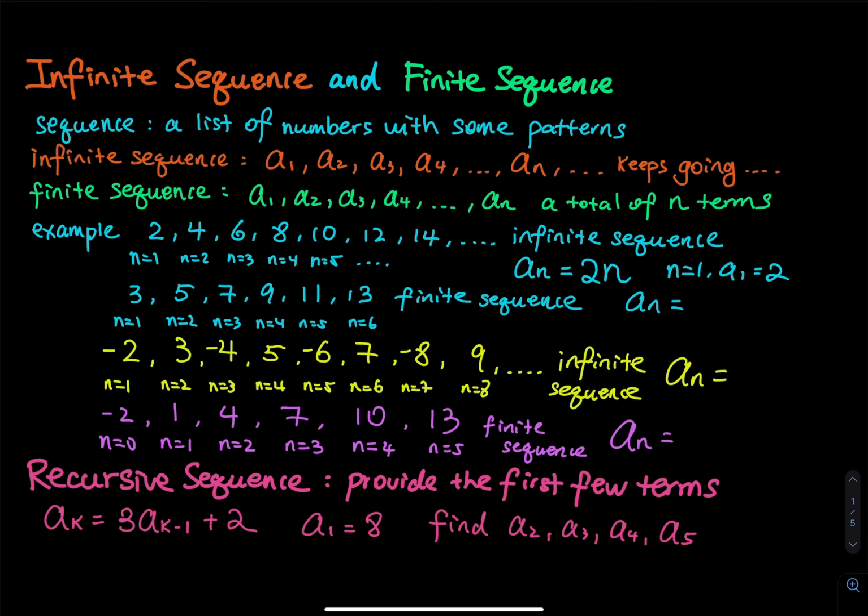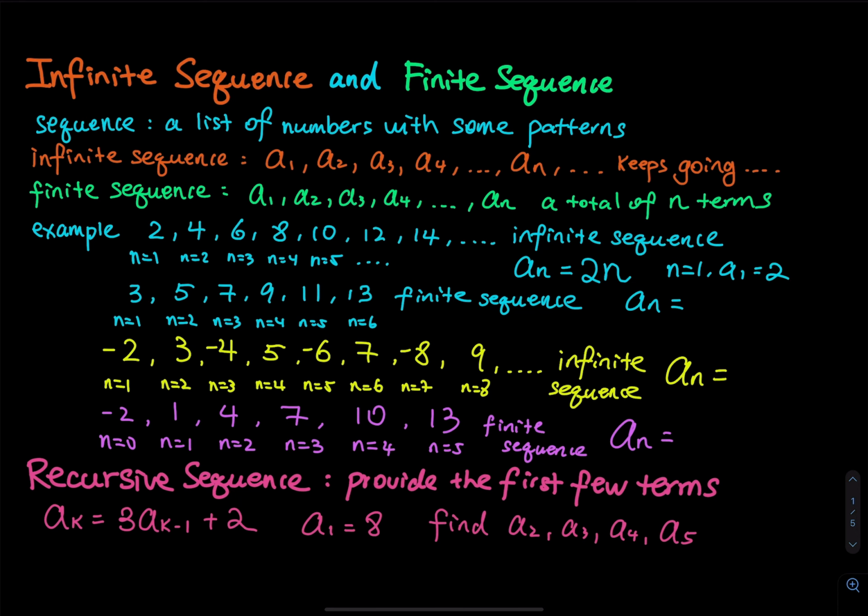All right. How about the next one? The next one, we have 3, 5, 7, 9, 11, 13, and then we stop at 13. The total number of elements in this sequence is countable, so we call this a finite sequence. How many numbers are there? There are 6, right? The first number is 3, second number is 5, third number is 7, so on and so forth.